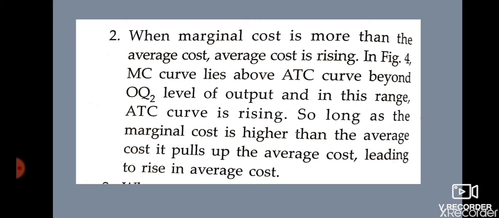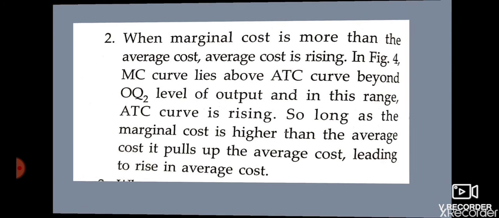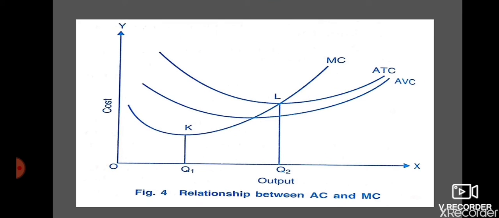So we can say that after that, MC will be more than ATC. Why? Because of overcrowding of the resources due to the law of variable proportion. Now you can see with the help of this diagram all these three things, whatever the relationship between MC and AC. So 3 points are there. I will explain these 3 points one by one.